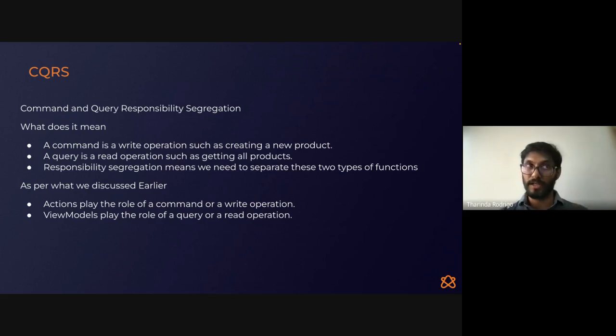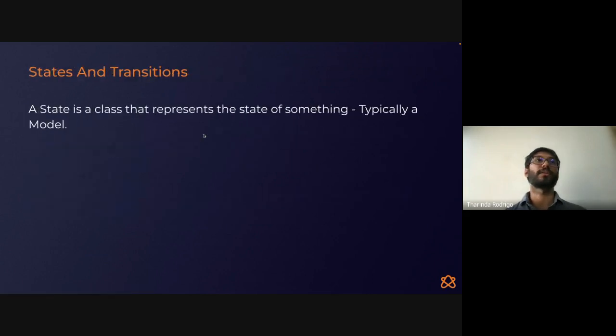As per what we discussed earlier, actions play the role of a command. An action tells you exactly what it does, so you can handle a write operation through an action. For reading, if you are passing data onto a view, it's easier to use a view model. So basically CQRS is handled through actions and view models. If you want to look into CQRS and microservices, it's a different topic where it has separate databases for reading and writing. That's a whole other story, so we are not going to discuss this.